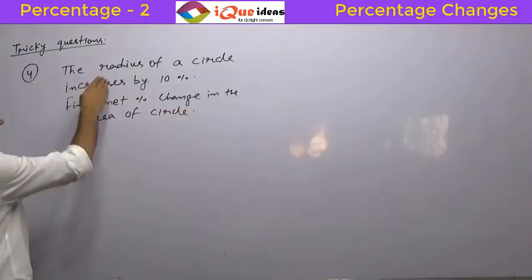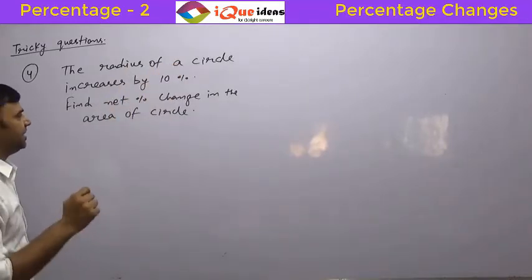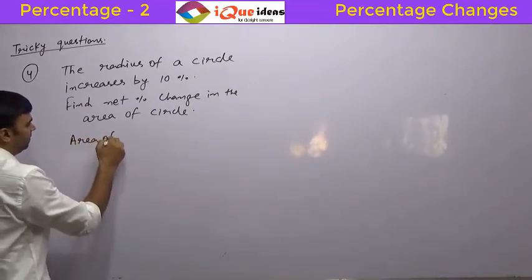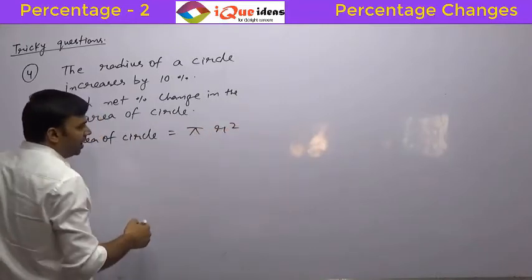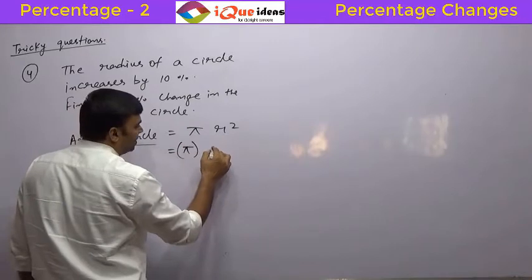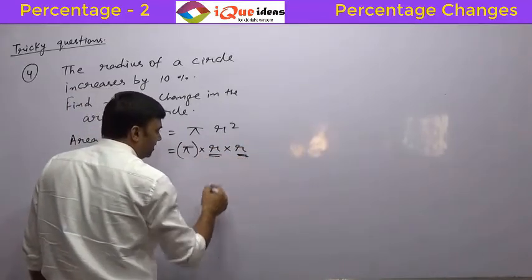Now this question says the radius of a circle increases by 10%. Find net percentage change in the area of circle, right? We know that the area of circle is equal to pi r square. Here pi is constant, pi into r into r. R square is r into r. If this r changes, this also must change.